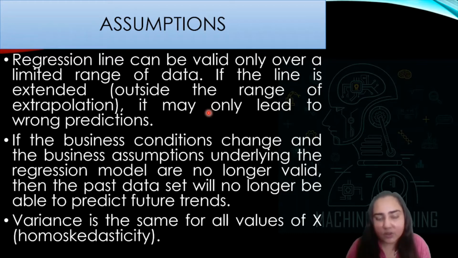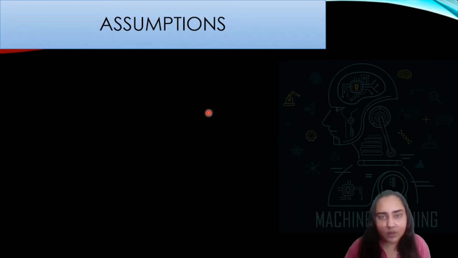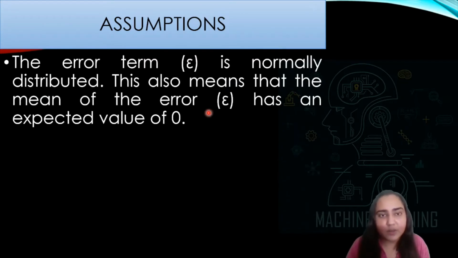Which is known as homoscedasticity. Okay, so we are going to see this later, and you'll understand it better then. And the next thing we have is the error term epsilon is normally distributed, which also means that the mean of this error has an expected value of 0. So if you take the mean of these errors, it's going to be 0 because it is normally distributed.